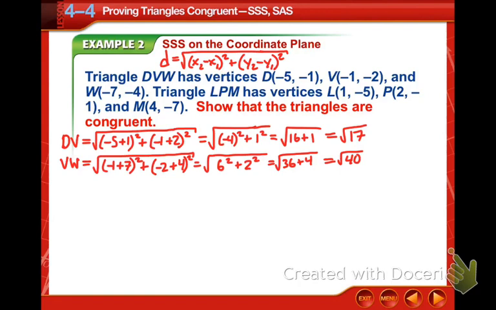Last side for triangle DVW is side WD. So going back to the beginning. Our x values are negative 7, negative 5. Negative 7 minus negative 5, squared. And negative 4 minus negative 1.